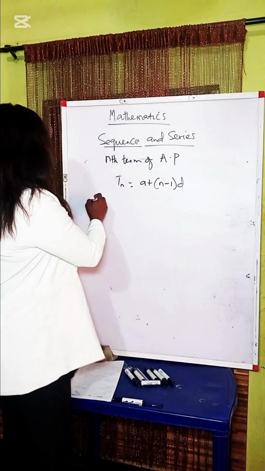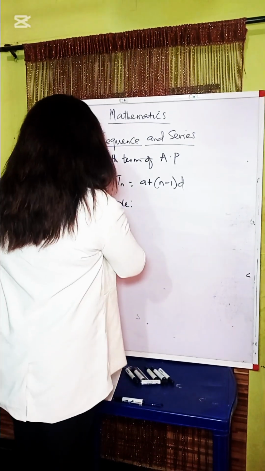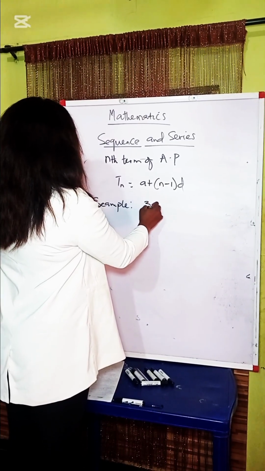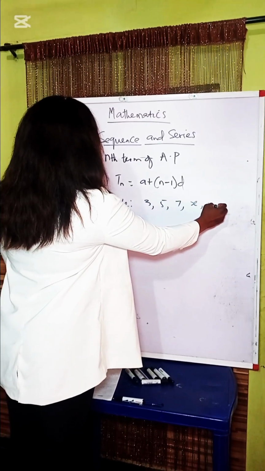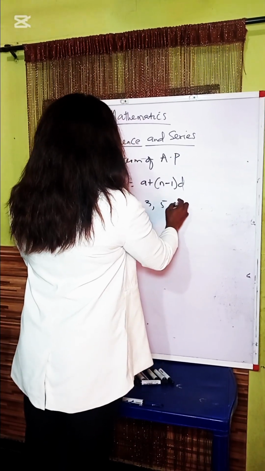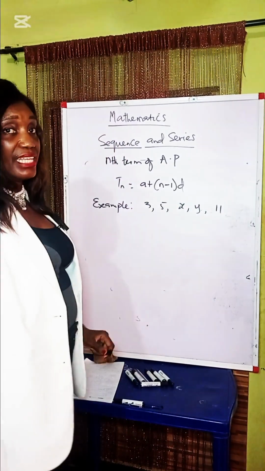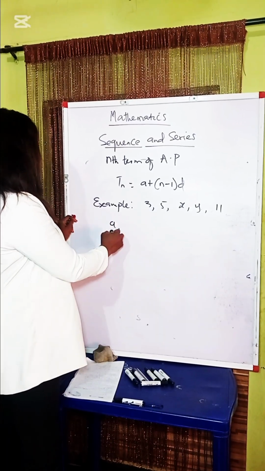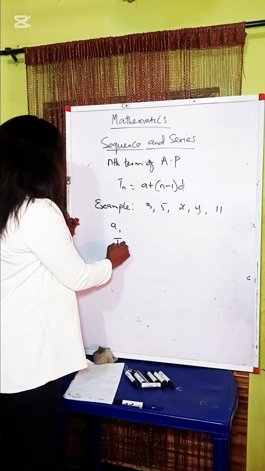Example, if I'm given this sequence, I have 3, 5, X, Y, and 11. If I'm given this and I'm asked to find the terms, remember, the first term is A. Then the second term, I'm going to use this formula, that T2 will be what?